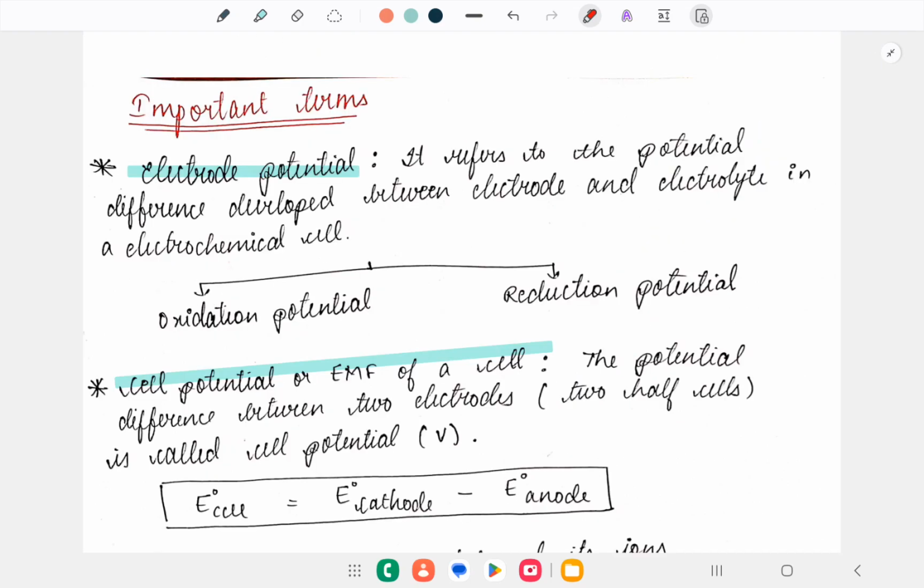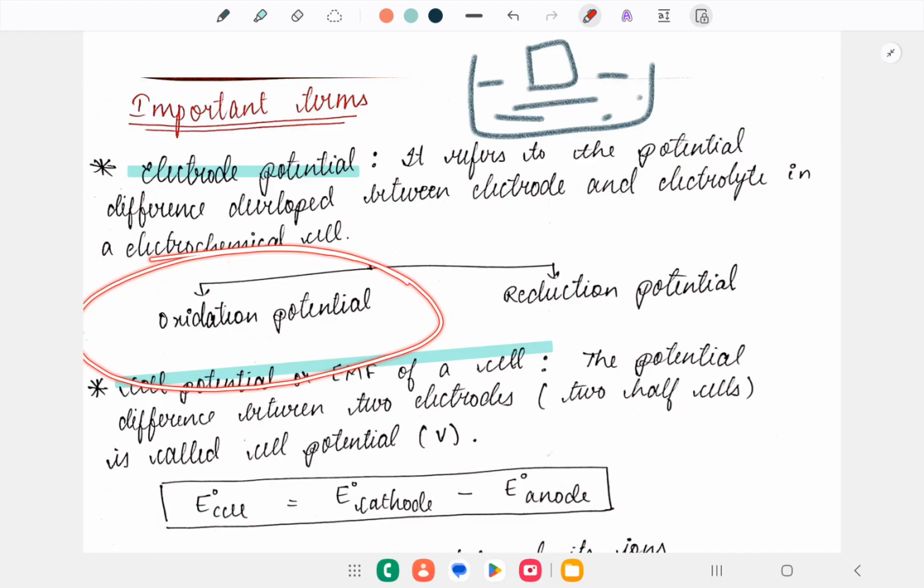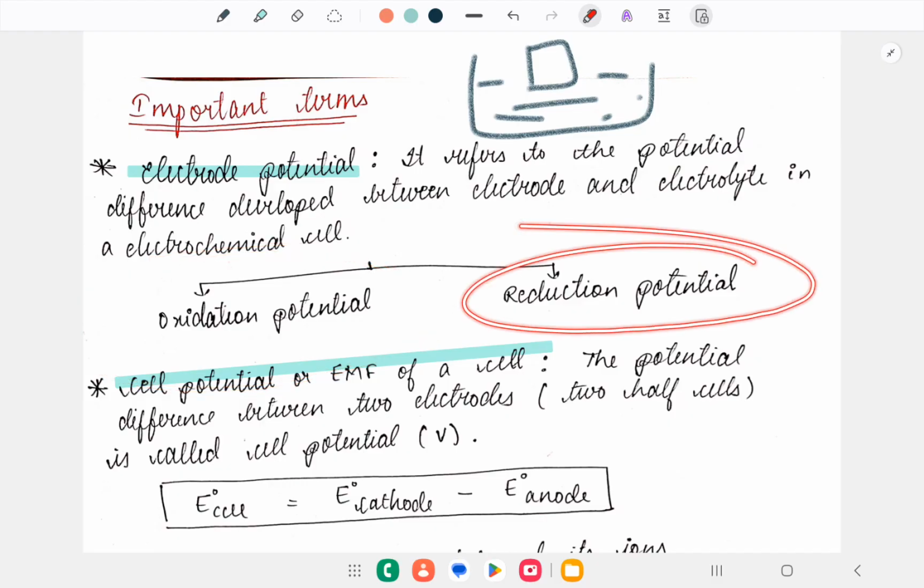Now let us study some important terms related to a cell. First we'll study electrode potential. So what is electrode potential? It is the potential difference which is developed between electrode and electrolyte. That means when we dip an electrode in an electrolyte, there will be some potential difference generated, which is known as electrode potential. Electrode potential can be of two types, that is oxidation potential and reduction potential. We have both half cells, the oxidation half cell and the reduction half cell. In the oxidation half cell we have oxidation potential, and in the reduction half cell we have reduction potential.